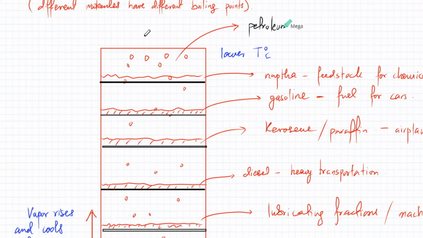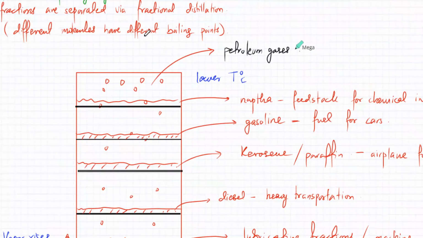Now, these are the gases that you get at your homes. Your geysers, your heaters, your cooking stoves, they all run on these. So petroleum gases are mostly used for domestic heating.